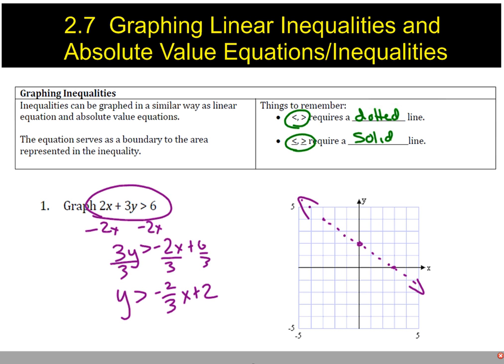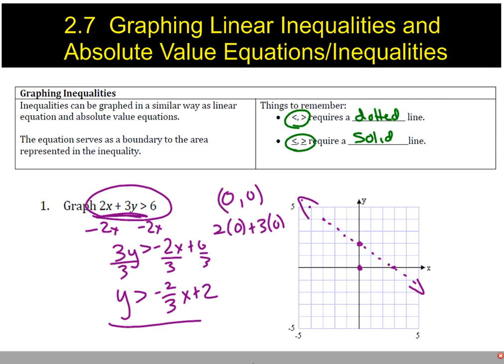Now I got to figure out which way am I going to shade. Am I going to shade above the line, up and to the right, or am I going to shade below the line, down and to the left? So I'm going to test 0, 0. Why? Because 0, 0 is very, very easy. So if I put 0, 0 in here, and I can put it back in my original equation, I can put it in my slope-intercept form inequality. It doesn't matter which one. It's just which is it true or not.